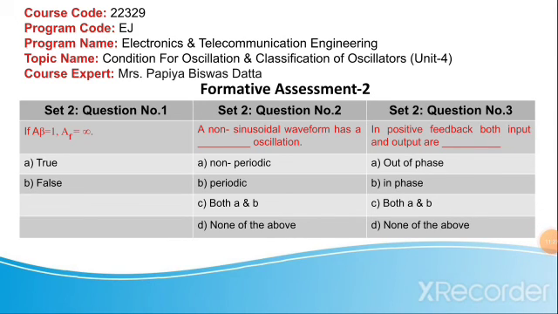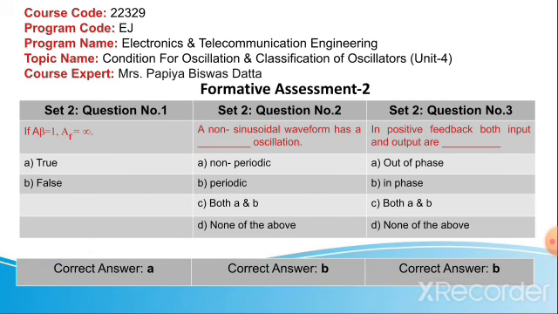I hope you got the answers. So if A beta equal to 1, AF equal to infinity, this answer is true. A non-sinusoidal waveform has a periodic oscillation, and in positive feedback both input and output are in phase with each other. So these are the answers: A, B, B.